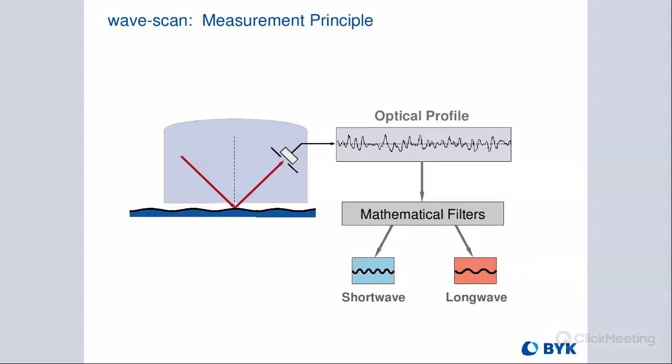All right, back to it. Optical profile, mathematical filters that separate it into shortwave and long wave. So these were the initial Wavescan scales that the first model of Wavescan outputted. These long wave and shortwave and just a few other scales were calculated from these values.